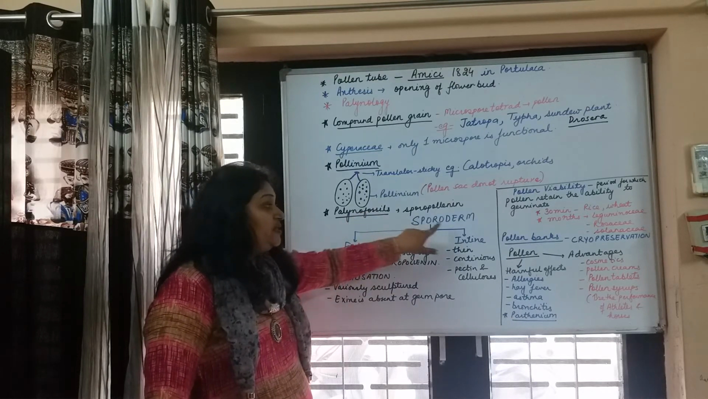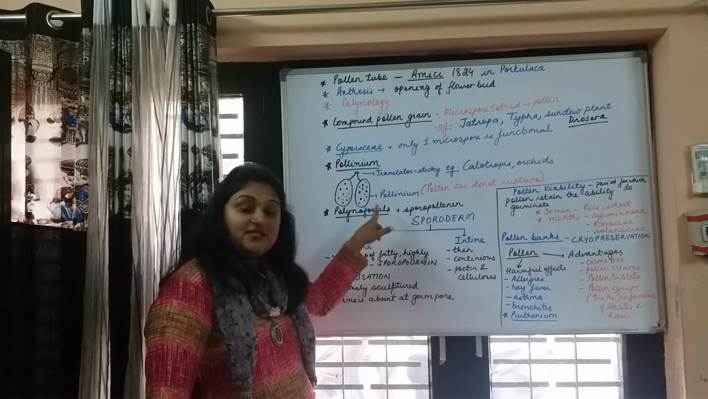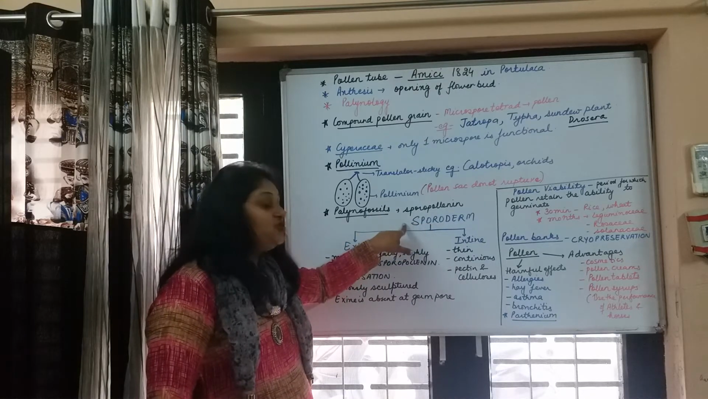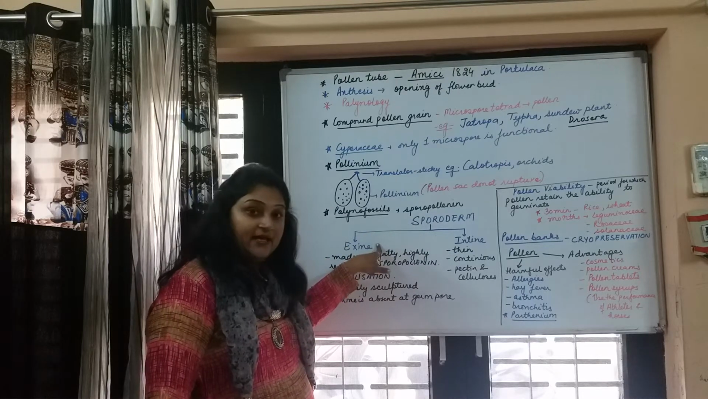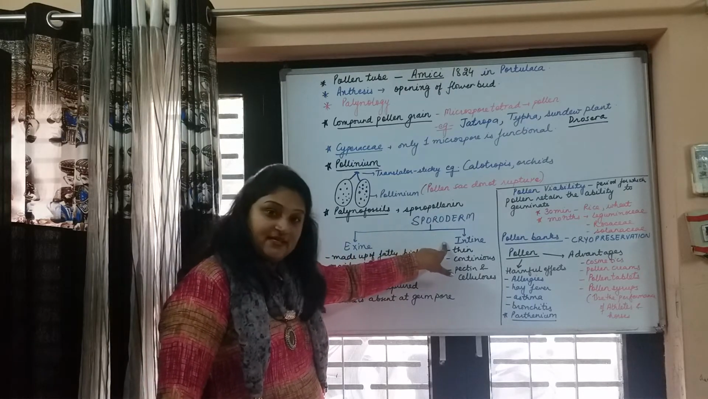We all know that sporoderm is what? We have discussed in the previous sections that sporoderm is the layer of a pollen grain. The outer is called exine, the inner one is called intine.